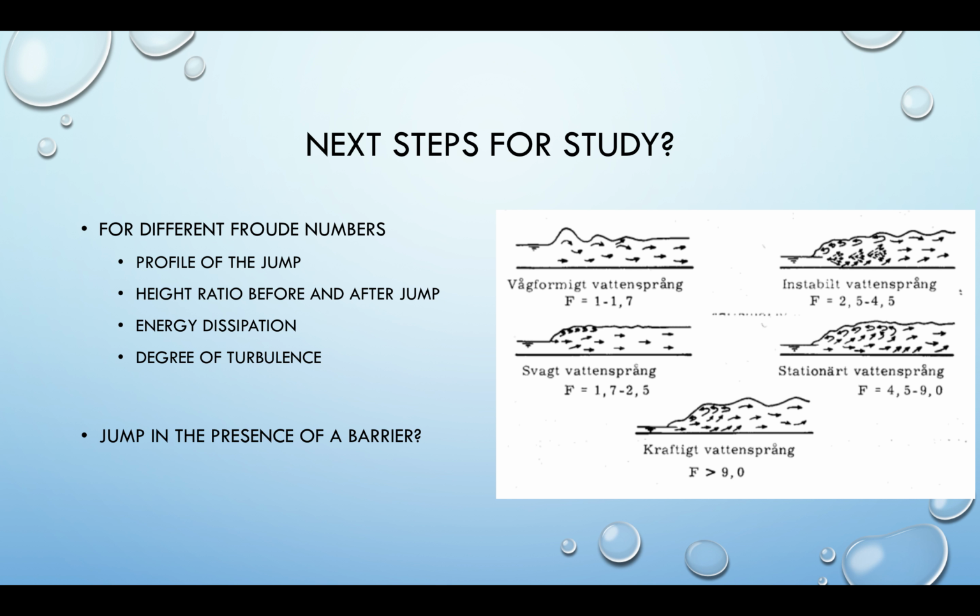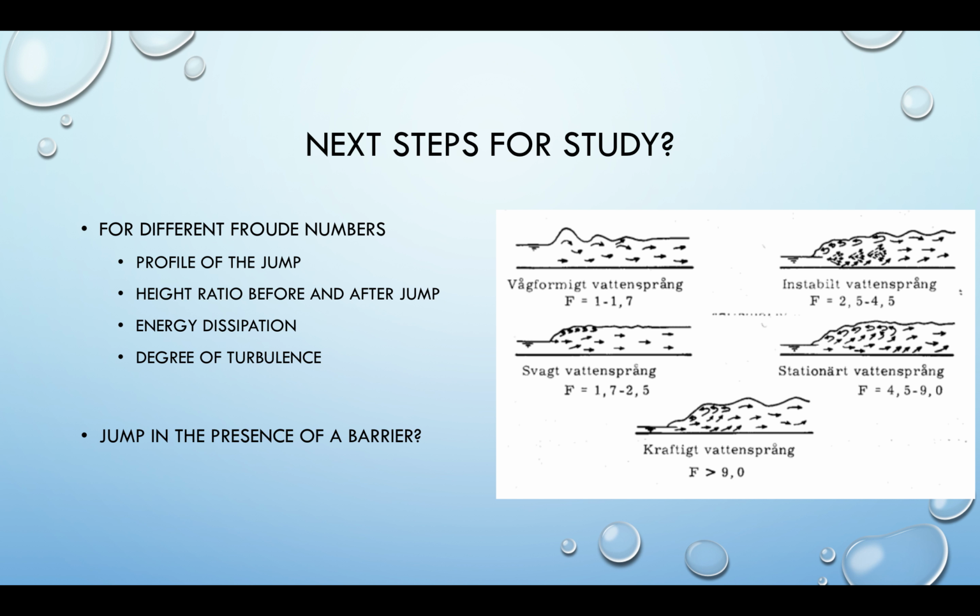Going from that into the next steps of study, on the right side, I've included a picture where for different Froude numbers, we see different flow profiles. We see different heights. We see different eddies forming. For any different Froude number, I figured we could study the profile of the jump, the height ratios before and after the jump, how much energy is lost, and what degree of turbulence is observed there.